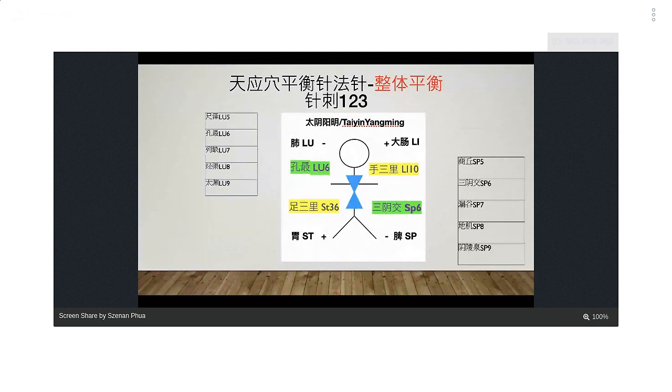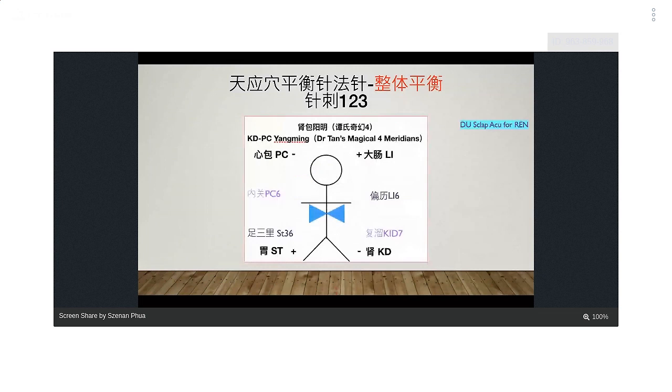Okay? That's another strategy when the patient has coughing and breathing issues, add on this tie-in Yangming pattern, it will work better. Okay, but your first choice is always KP Yangming. Okay.